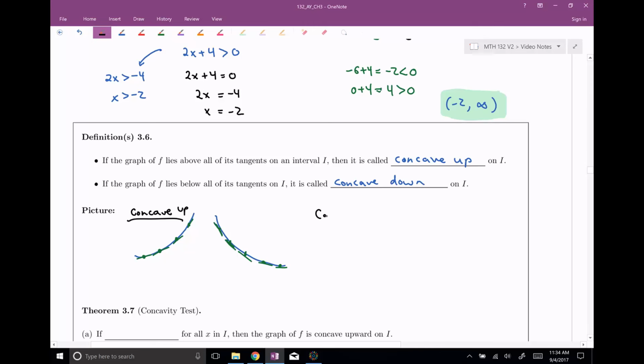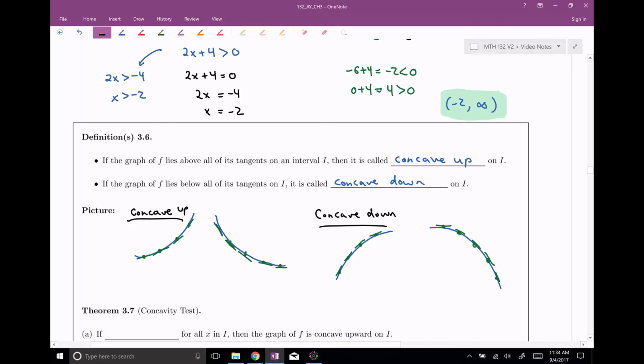Now concave down, again, this is where the function lies below its tangent line. So if I draw something like this, draw in a few tangent lines, you can see on this entire interval, it lies below its tangent line, so therefore this one is concave down. And now finally, maybe something, I'll give myself one more shot here. There we go, that's better. This right here is also concave down. It lies below its tangent lines. Something like this. So those are both concave down.